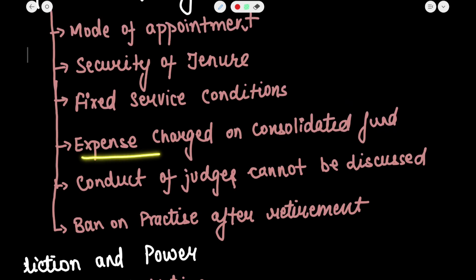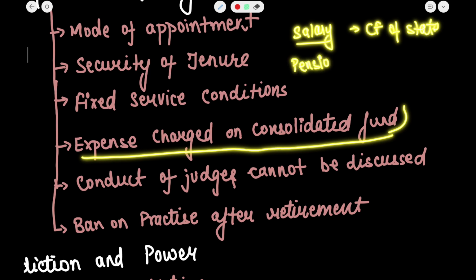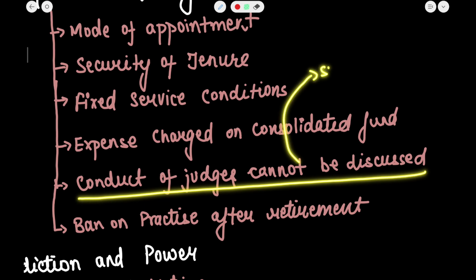The expenses are charged on the consolidated fund. It means that the salary of the judges of the High Court is charged on the consolidated fund of the state, whereas the pension of the judges of the High Court is charged on the consolidated fund of India. The next point is that the conduct of judges cannot be discussed in the state legislative assembly, nor in Parliament. So this also provides a security of tenure.